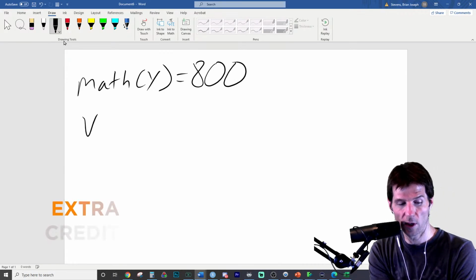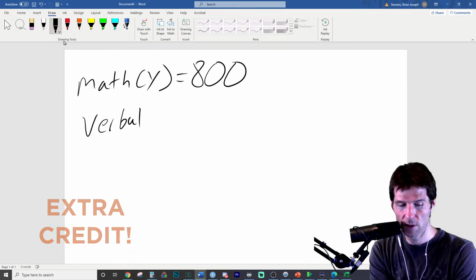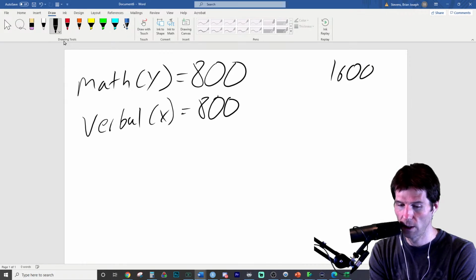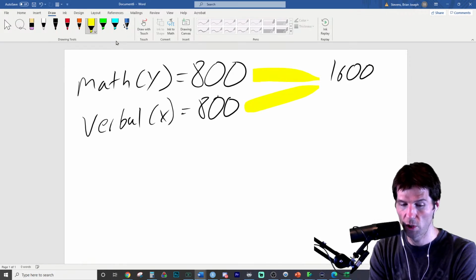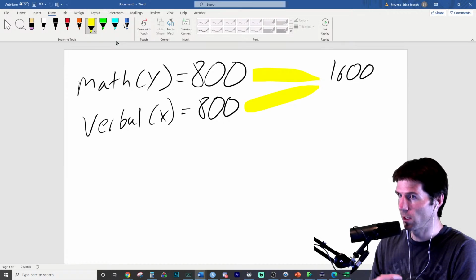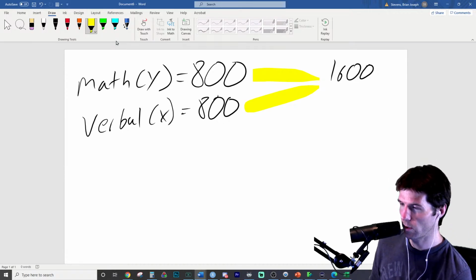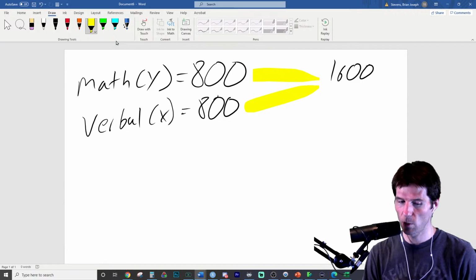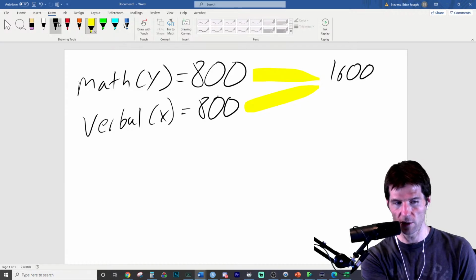That means your verbal score also, which is your value of X, is going to be equal to 800 also. Because how do you know this? Well, if you get 1600, you have to get two 800s. That's the way to get a perfect 1600, is to have 800 on both. So it takes a little bit of deducing right there. You get a perfect score, 800 on both sections. So this would be their score overall is 1600.